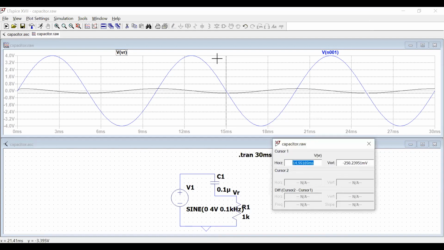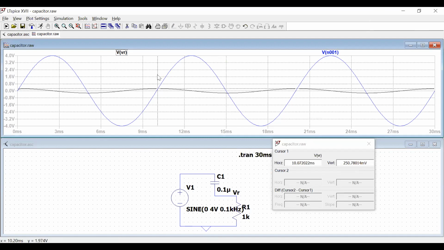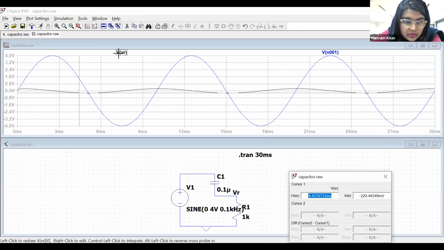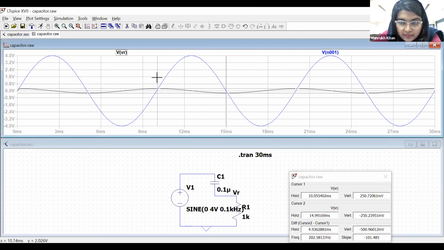Okay. This is my server, yes. So it's 250 millivolts, something like that. So that is my output voltage, right? Yes. So that's how you will measure your output voltage, which is 250 millivolts, right? The maximum value of its output voltage is 250 millivolts. And when you are taking peak to peak value, you will take as 500 millivolts, right?